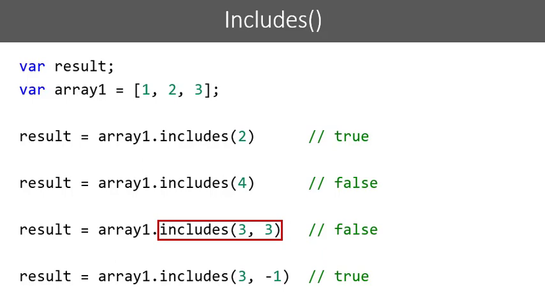Here value 3 is searched, but starting index 3 is also passed. Index 3 does not exist in the array. The index of the last element in array 1 is 2. So includes returns false.